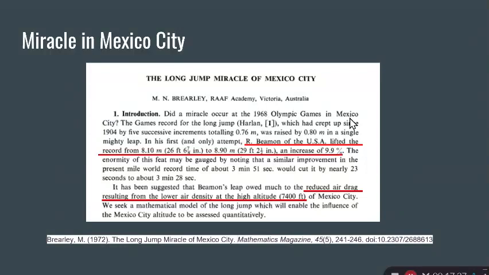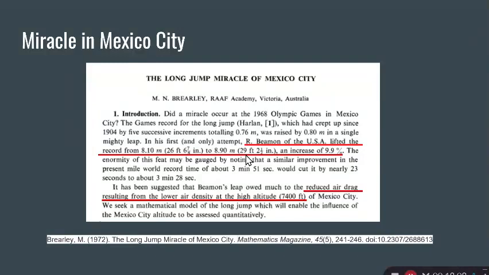And what happened at these games is Beamon, of the United States, was able to break the world record in the long jump, and he broke it by 9.9%. That is a huge jump. Okay? If I could decrease my 40-meter sprint time by 10%, that'd be like taking off 0.5 seconds, half a second. That is huge in this world of sprinting. So increasing that jump height by roughly 2.5 inches is a huge increase in performance.